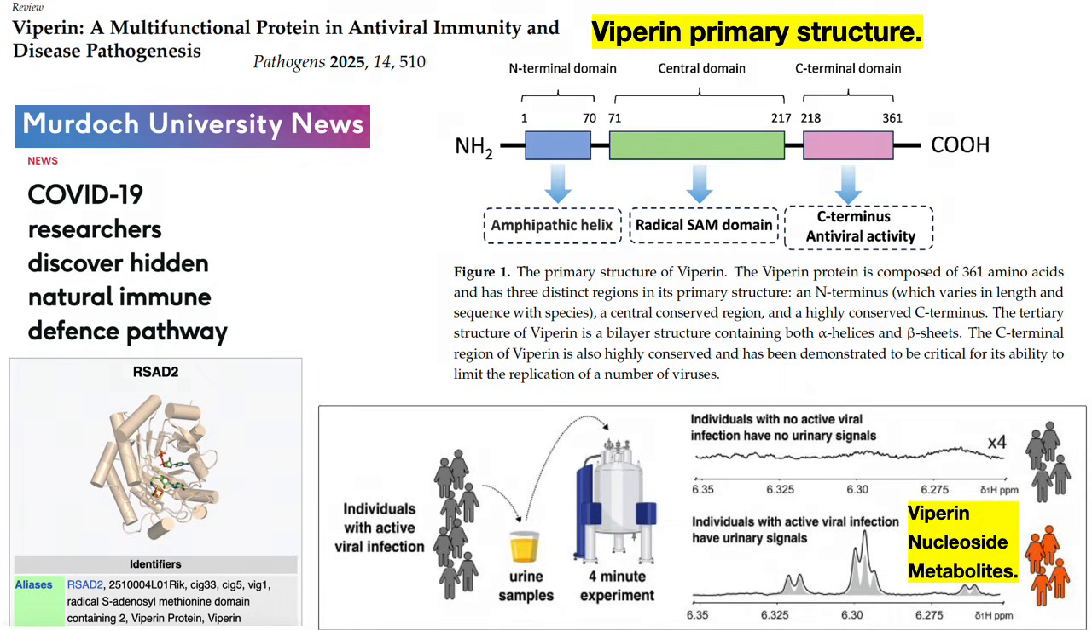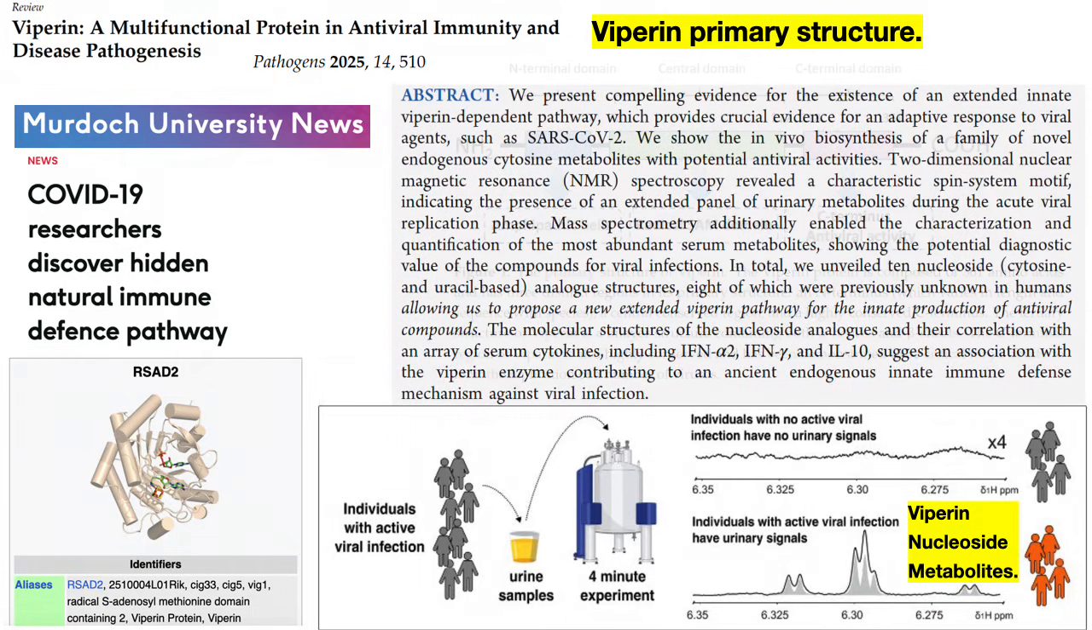Now, down below is a schematic diagram from the paper being discussed in the news report from Murdoch University. Before discussing this figure, it's useful to read the abstract of the paper. We present compelling evidence for the existence of an extended innate Viperin-dependent pathway, which provides crucial evidence for an adaptive response to viral agents such as SARS-CoV-2.